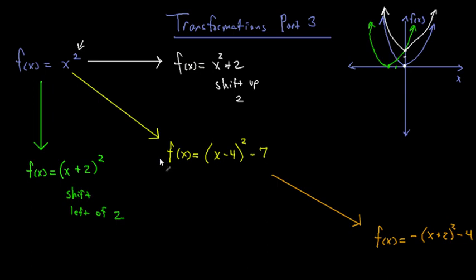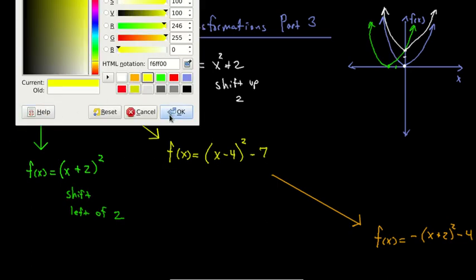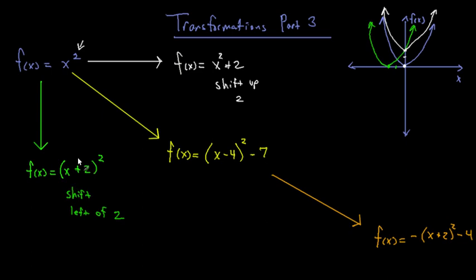Now we're going to take our reasoning over to this yellow one. A positive 2 shifts left 2, so what does a negative 4 do? Well, if the positive shifts left, the negative shifts right. So we have a shift right of 4. At the end, we have this minus 7. If you remember, anything after the x squared, if it's a positive 2, it shifts up 2. So if positive shifts up, then the negative will shift down by 7.